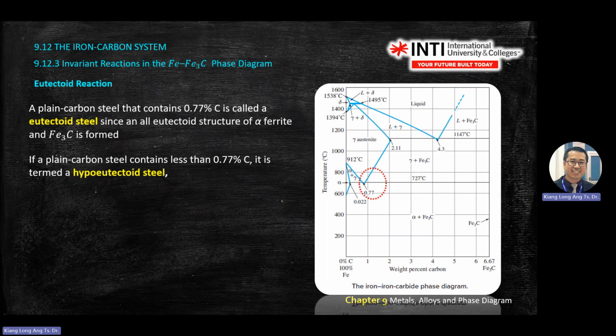So carbon less than 0.77%, and 0.77% of this one is called eutectoid. Because this point is the eutectoid process, on the left of this point is called hypoeutectoid, and on the right is called hypereutectoid.